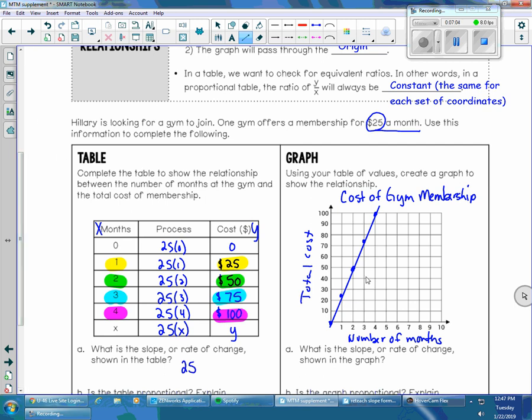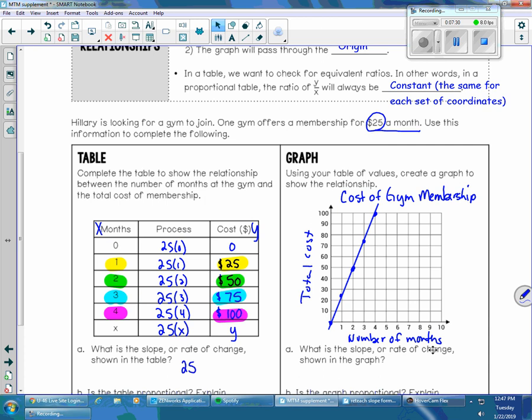So it says, what is the slope or rate of change that's shown in the graph? Now, I know because I just graphed my data. Well, hang on a second here. My line is off a little bit and it's bothering me. There we go. Okay. It's important to have a nice straight line because when you are counting slope, it will make a difference.